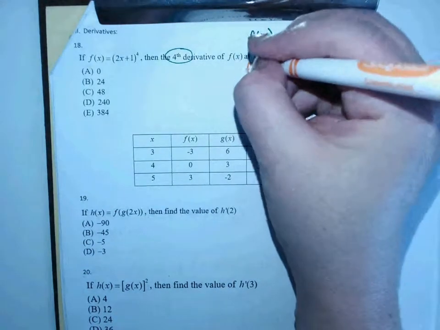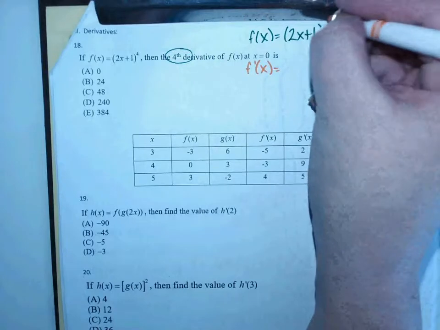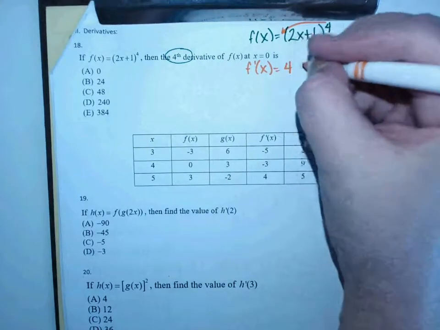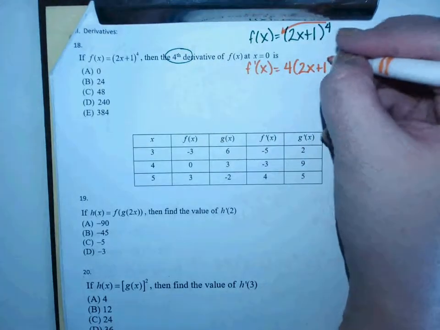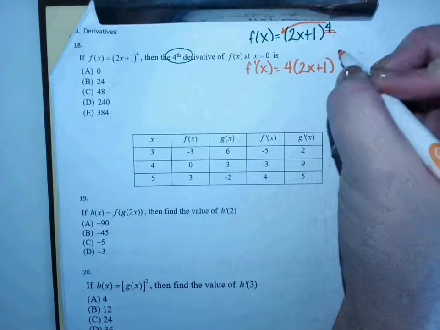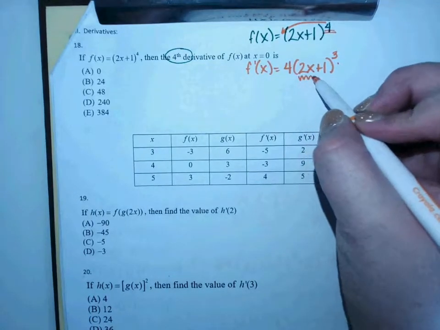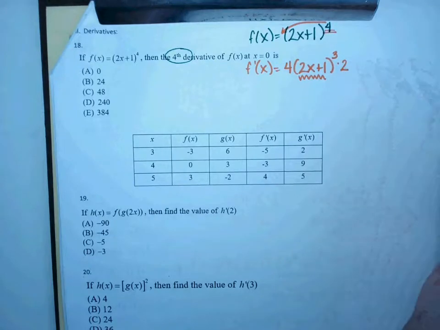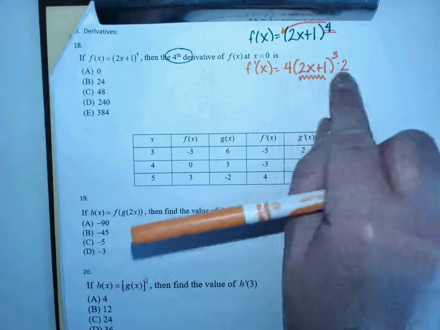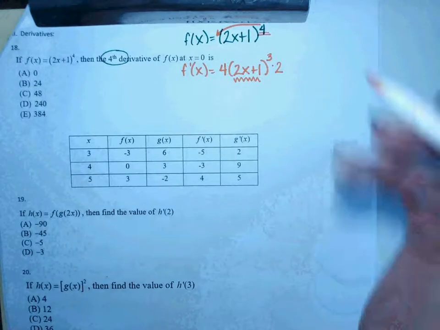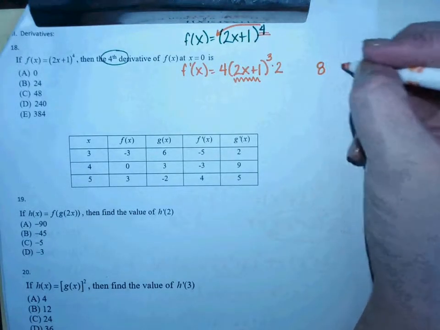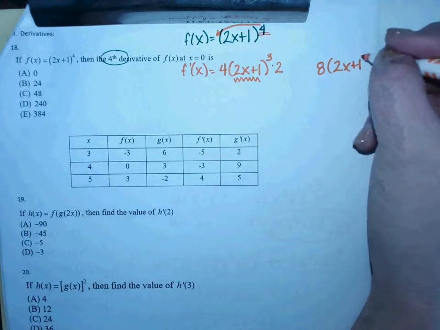So f prime of x, I'm going to take the 4, times it down to the front. 2x plus 1, it used to be the fourth, now it's only to the third. But I need to times by the derivative of my core, which is a times 2. And then I'm like, oh wait, well 4 and 2, that's really just an 8 times 2x plus 1 cubed.